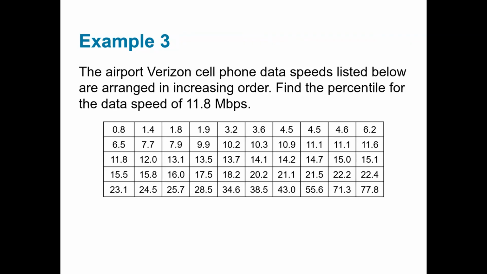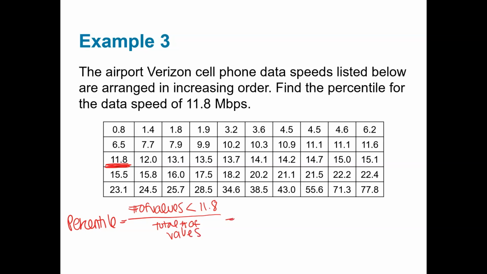So let's look at this example. The airport Verizon cell phone data speeds are listed below. We've seen these many times. And they want to know the percentile for the score of 11.8, or the speed of 11.8. So how we find a percentile is we want to know the number of values less than, and I'm just using symbols, less than 11.8 over the total number of values.